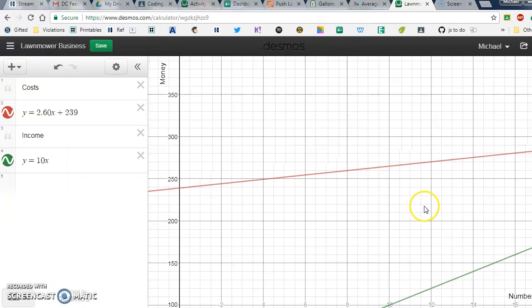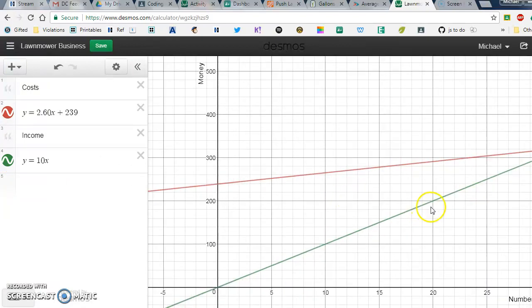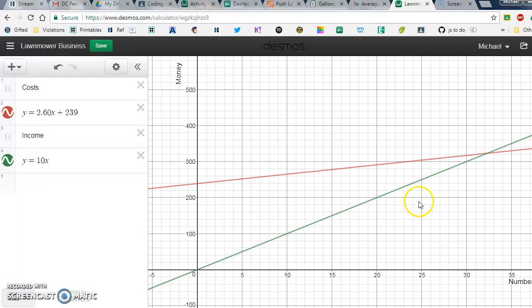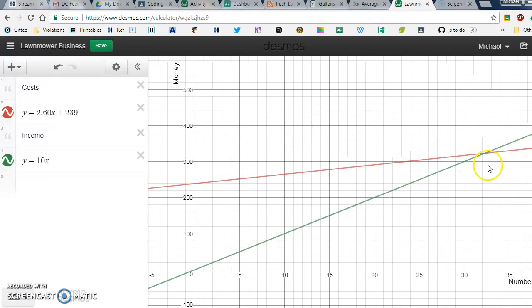As my scale is right now, I'd have to zoom out quite a bit. It looks like if I'm charging $10 an acre, by about 32, 33 acres, I'm already breaking even. So that seems pretty good. If you think about how long it probably takes you to mow a lawn, that might take you a couple of weeks to hit that point of 32 acres. That's quite a bit, unless you have multiple lawnmowers, of course, which would change this model. But $10 an hour, that's pretty good.